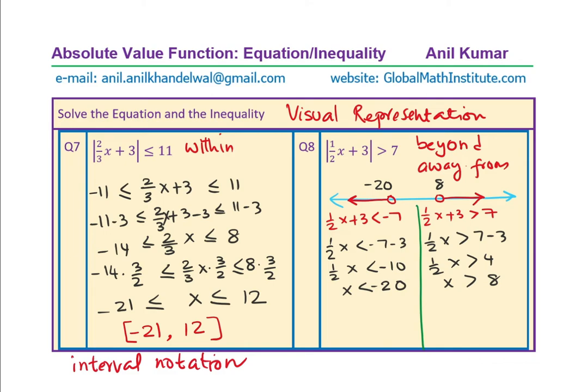So how do we write this? We are saying less than, right? Do you see this arrow going towards minus infinity? So minus infinity can never be included. So we have minus infinity to minus 20, and 20 is also not included. And then we have 8 to positive infinity. You get the idea. That is how you have to see it. In the center, you can use the symbol union or.